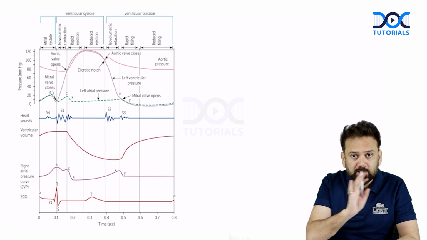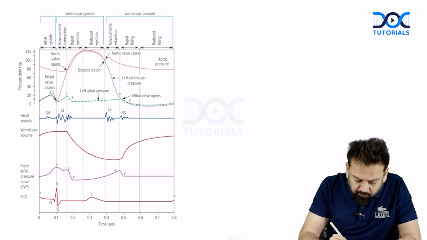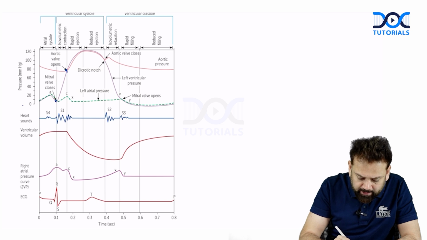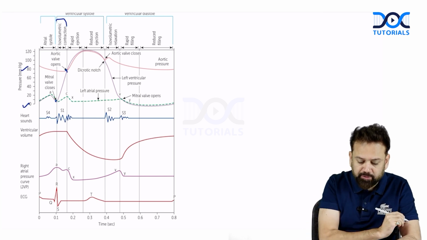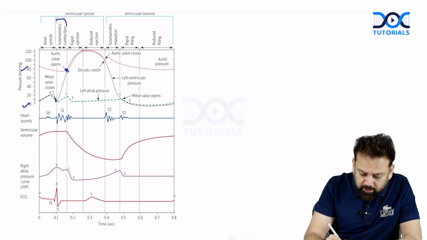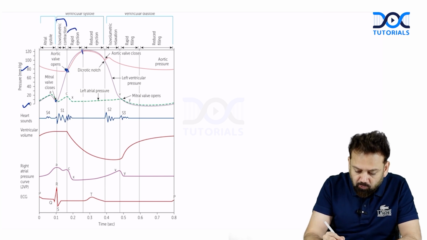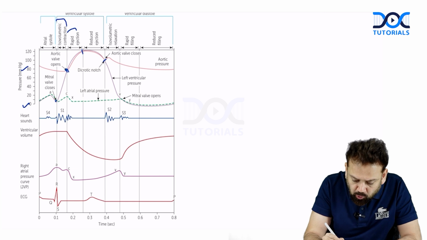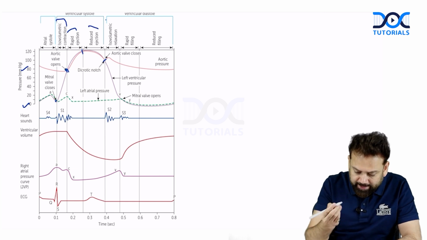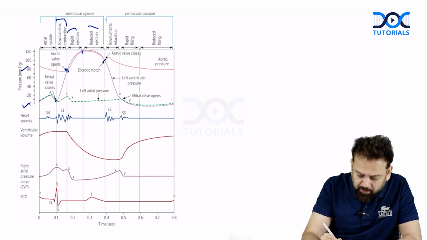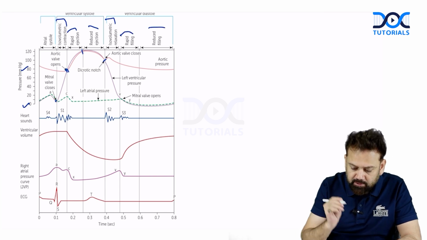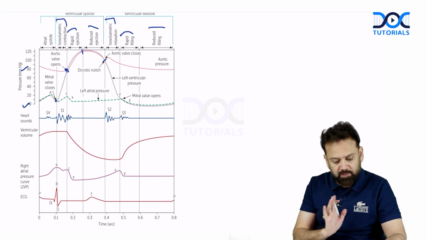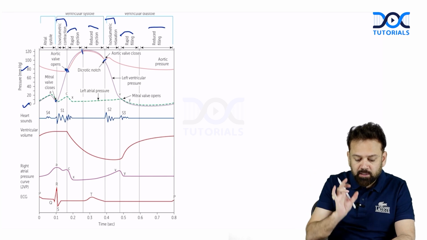See, we have discussed about Wiggers diagram. From this point, from 0 to 80 mm of Hg, this phase is called isovolumetric contraction. From 80 to 120, rapid ventricular ejection. From 120 to 80, it is slow or reduced ejection. From 80 up to 5, isovolumetric relaxation, and after that there is rapid filling, and then reduced filling or slow ventricular filling. Clear? So this is the same Wiggers diagram in bookish manner.